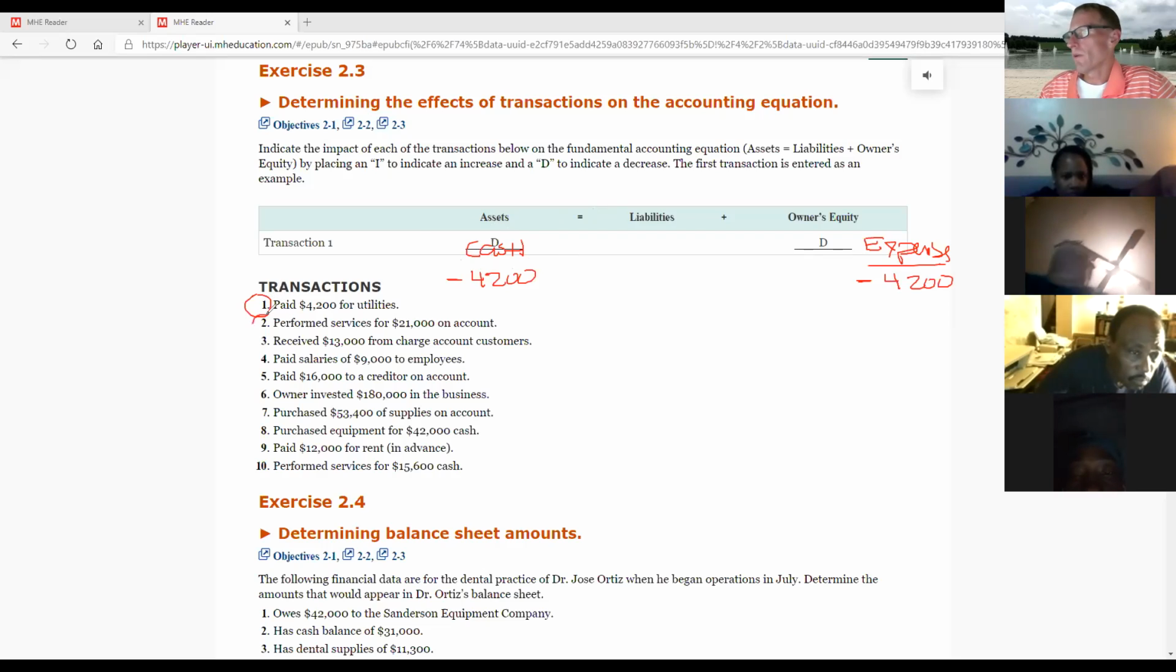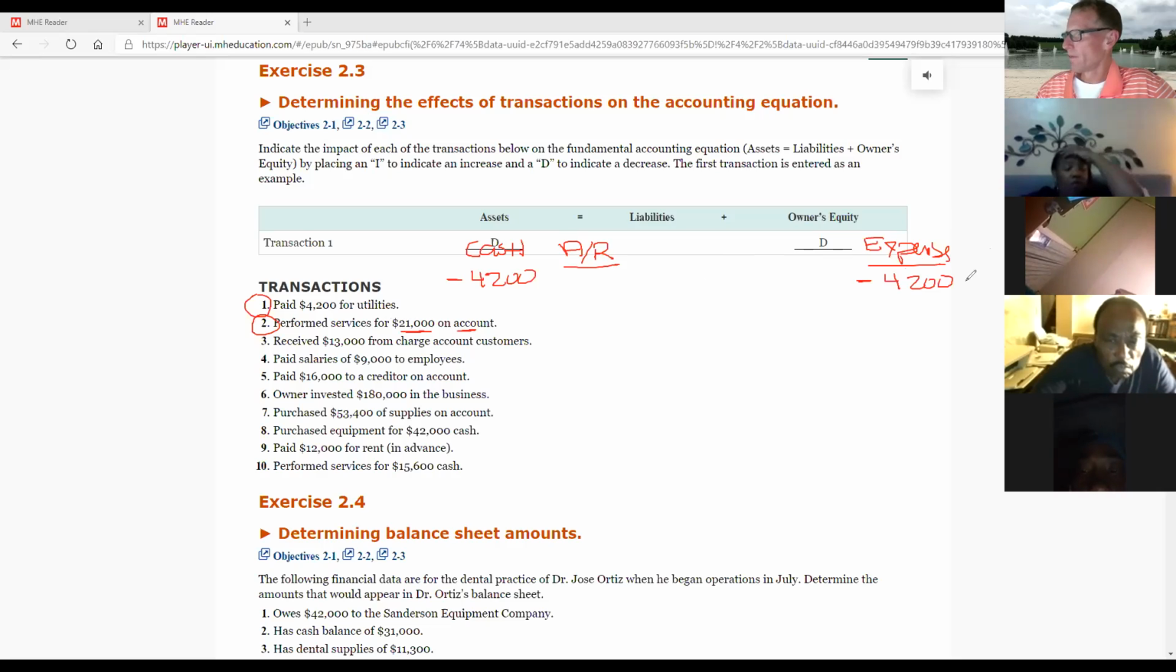All right, the second one says perform services for $21,000 on account. That's going to be accounts receivable, which is an asset. And anytime you see perform services, you need to be thinking revenue. So we would have revenue. I'm going to write that over here. And you would say plus 21,000 revenue, and plus 21,000 accounts receivable. That's how we're going to do it. Accounts receivable is an asset. Revenue would be an equity item.